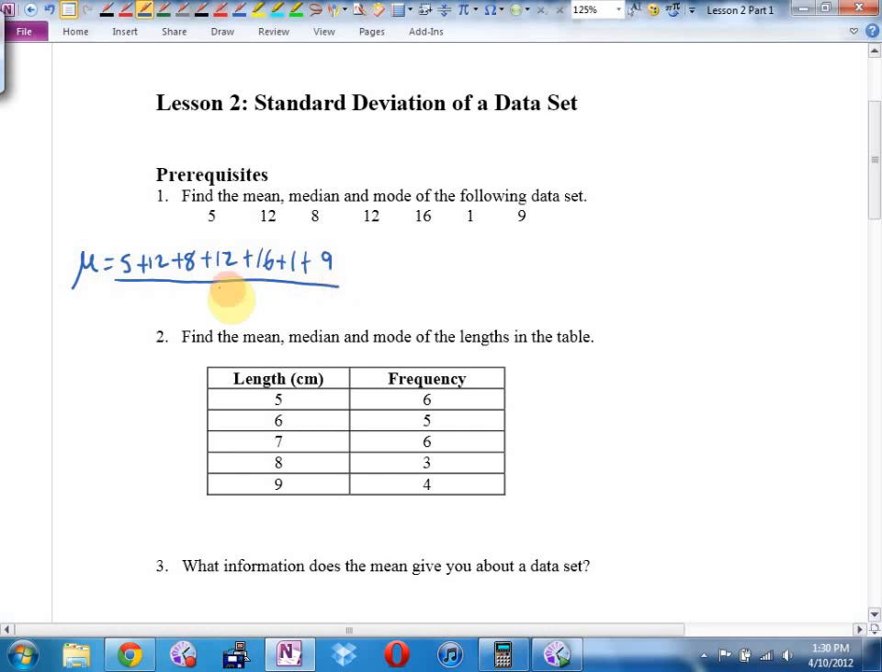Yep. Oh, but I have to remember one more thing, Boston. Please put the top in brackets because there's more than one number on the top. Calculate the mean, please. Liam, what'd you get?